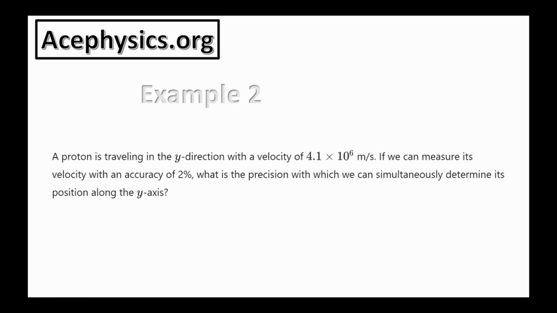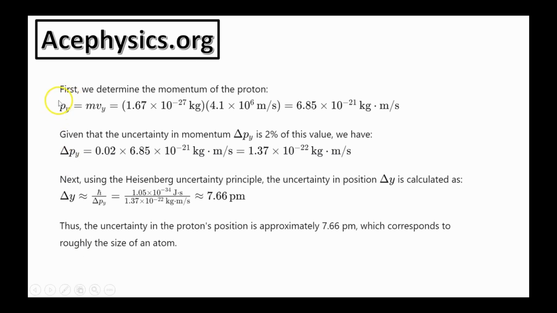You may want to pause the video now because I'm going to solve the problem on the next page. So to begin, we determine the momentum of the proton. Momentum is equal to mv, mass of the proton times velocity of the proton, that produces this momentum.